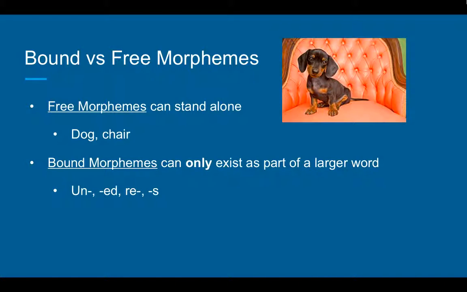So there are two main kinds of morphemes, free morphemes and bound morphemes. Free morphemes can stand on their own, for example, the words dog and chair, and bound morphemes can only exist when they are part of a larger word, like the affixes on, ed, re, and s.